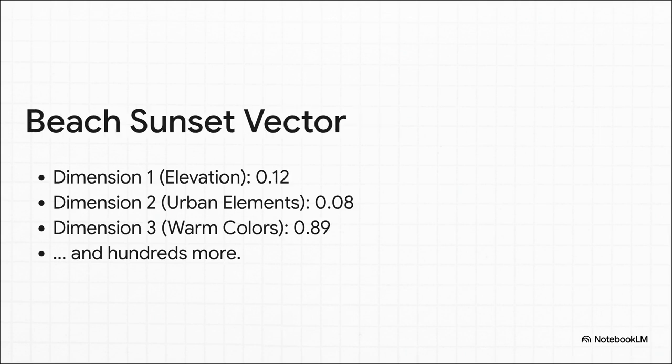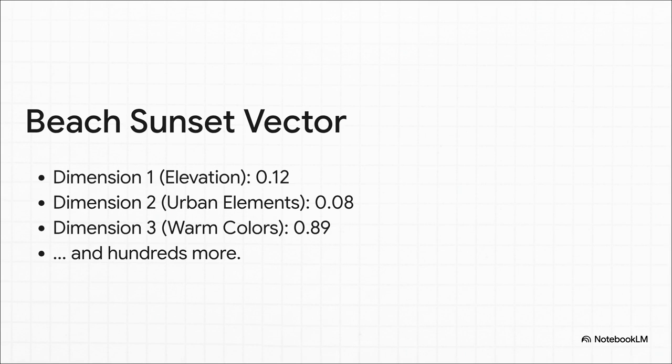Okay, now look at this. It's a totally different picture, a sunset at the beach. Let's check out its vector. The elevation score? Super low now, just 0.12. Urban elements are even lower. But what about that third dimension, the warm colors? It's a 0.89. That is incredibly close to the mountain sunset's 0.83.